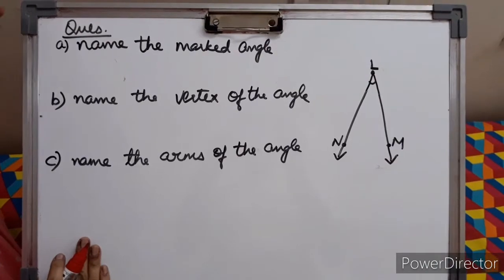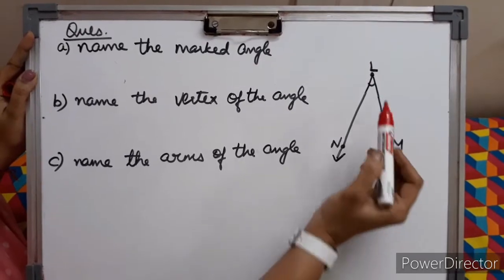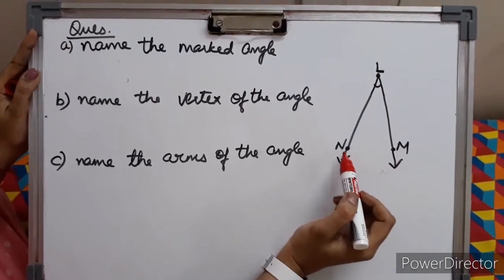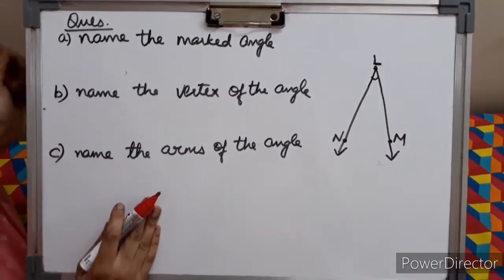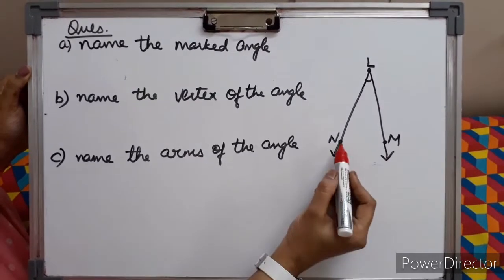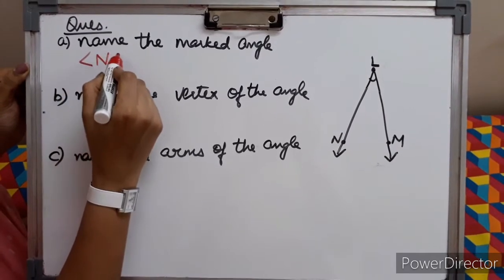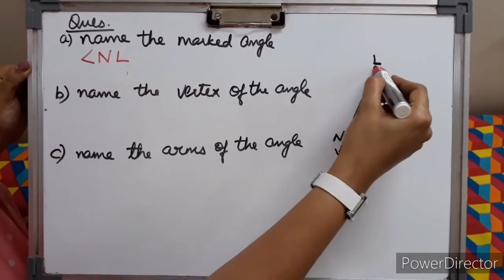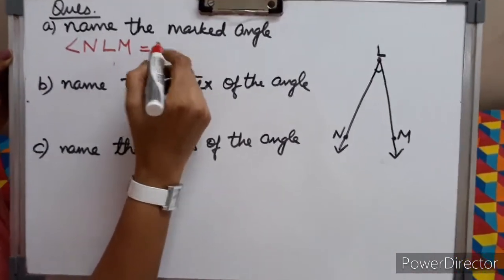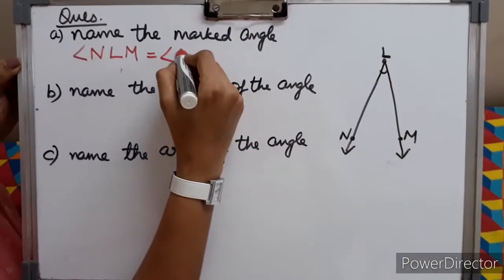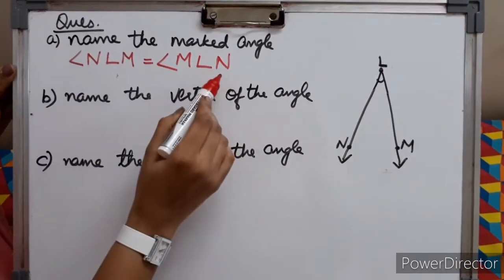Take a brief explanation with the help of this question. You can see here there is one figure with points L, M and N, and it forms an angle. So what are the questions? Name the marked angle. Now what is the marked angle here? We have to write the angle symbol N, L in the middle, because at point L the angle is formed. We can write it the other way also, angle M, L in the middle, N. So this is the marked angle which is formed.